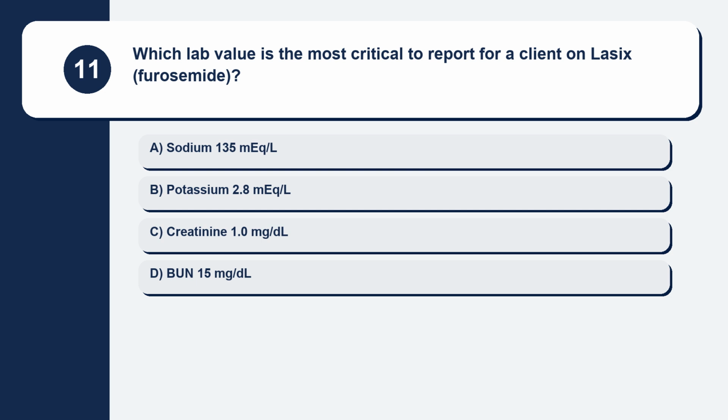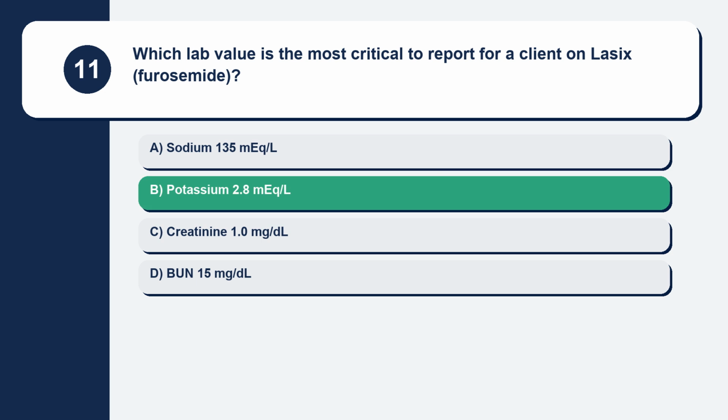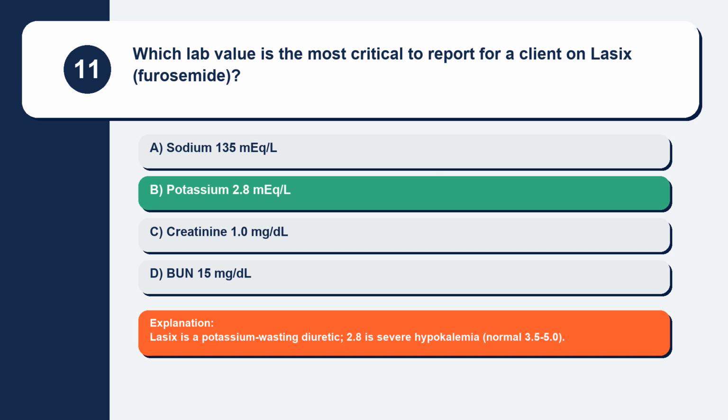Question 11. Which lab value is the most critical to report for a client on Lasix, furosemide? Sodium 135 mEq/L. Potassium 2.8 mEq/L. Creatinine 1.0 mg/dL. BUN 15 mg/dL. Lasix is a potassium-wasting diuretic. 2.8 is severe hypokalemia; normal is 3.5 to 5.0.